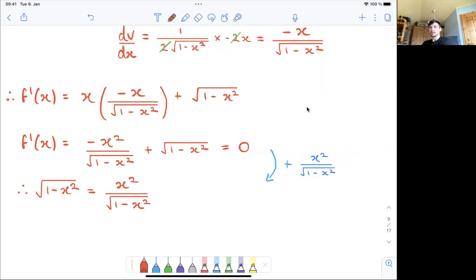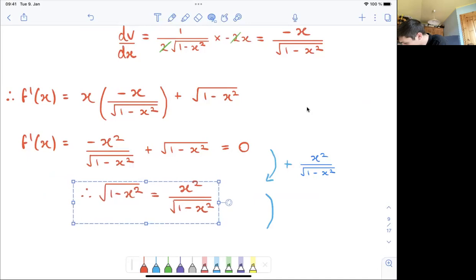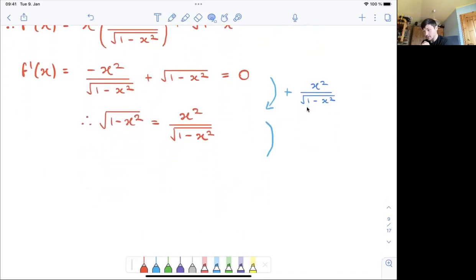Okay, and then now what we can do is multiply both sides by the square root of 1 minus x squared. So let's say times by the square root of 1 minus x squared.